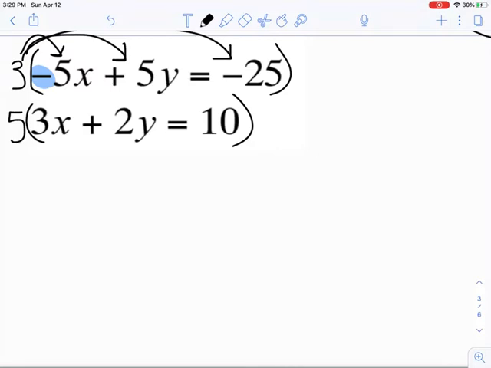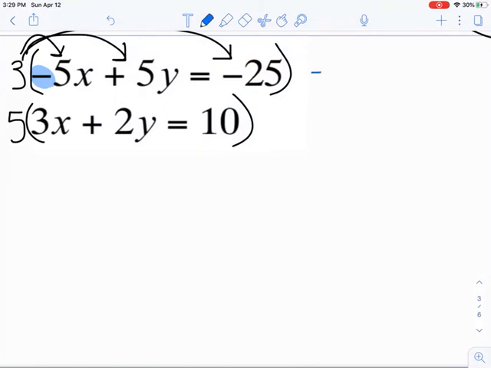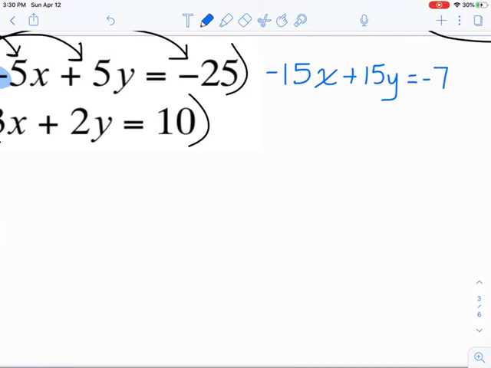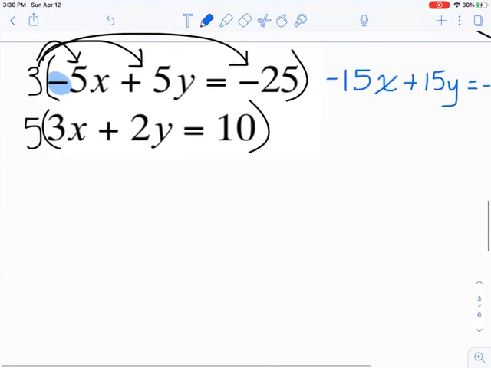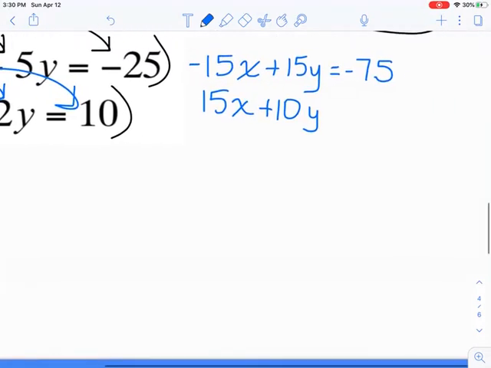Okay, so now we're left with negative 15x plus 15y equals negative 75. And then our second equation becomes 5 times 3x. We get positive 15x. 5 times 2y is 10y. And 5 times 10, we get 50.